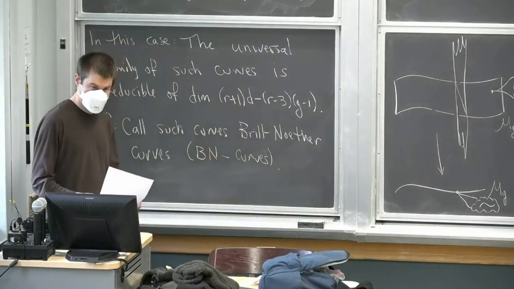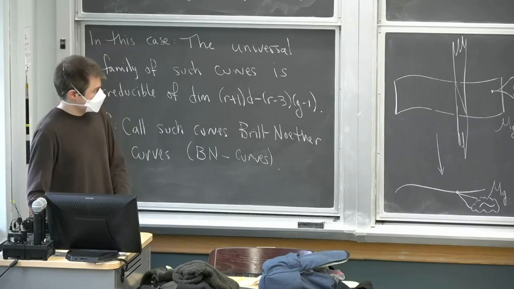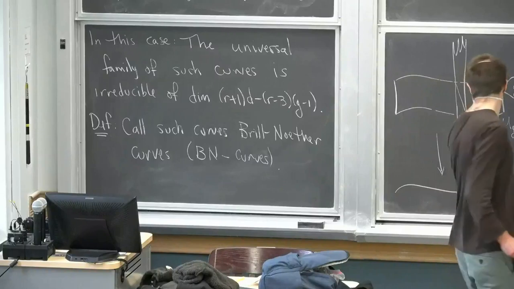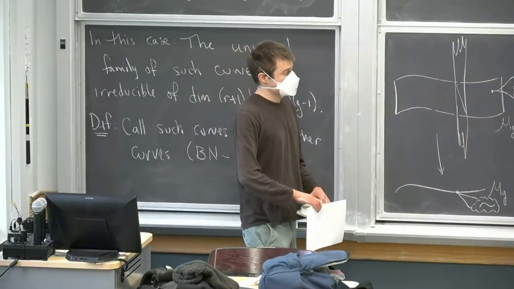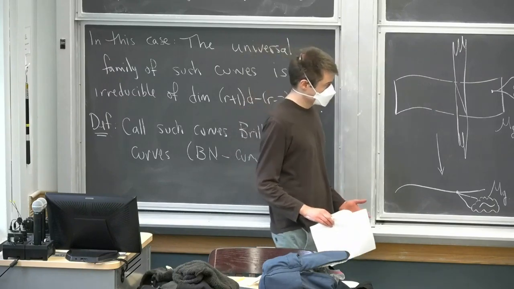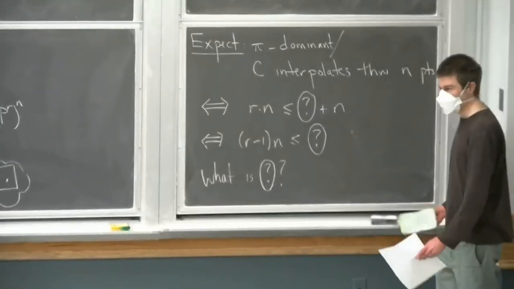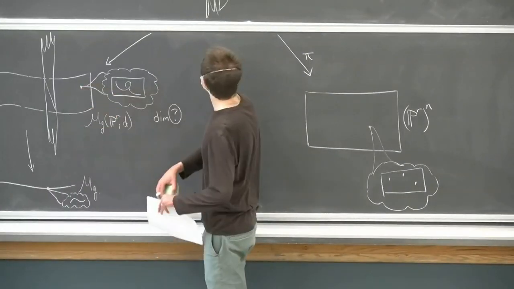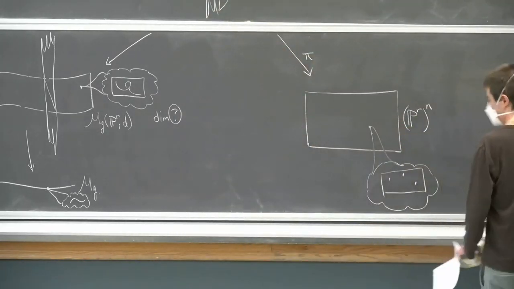Chalk, I'll just call them BN curves. Okay, so we're going to ask not when is there a curve of this degree in this genus through this many points, but when is there a Brill-Noether curve? A curve corresponding to a point of this nice component. So we're asking when does this nice component dominate P^r to the n?